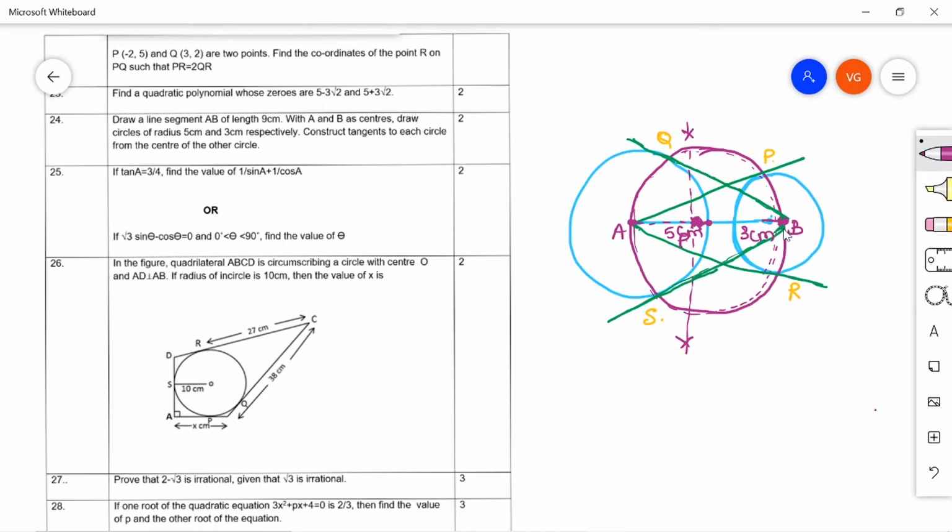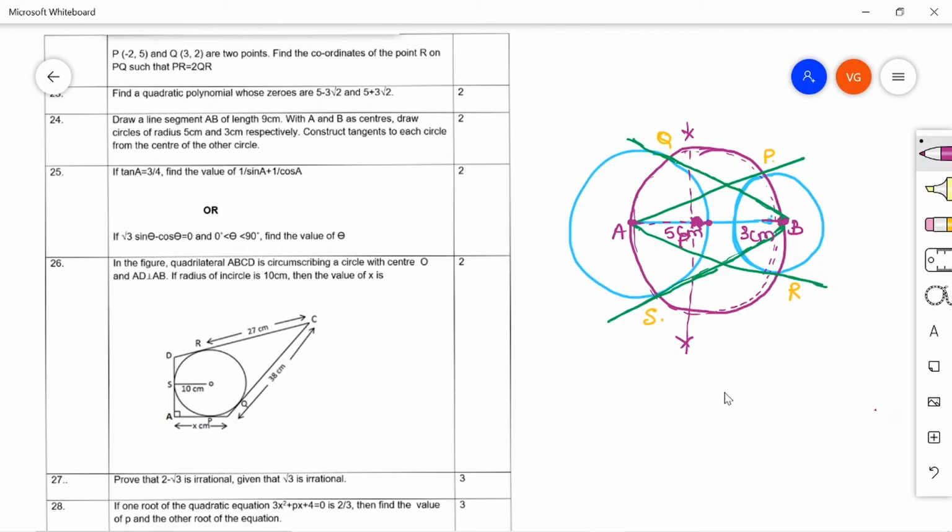Now what happens here? See, for the circle with center A, there are 2 tangents, that is BQ and BS, that are drawn from the center of the other circle, that is nothing but this circle with center B. Similarly, for this small circle, the 2 tangents drawn are A to P and A to R. Those are drawn from the center of the other circle. So this is how you can do the construction of this problem.